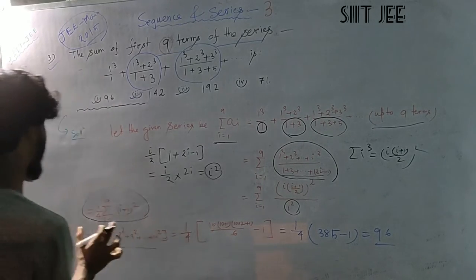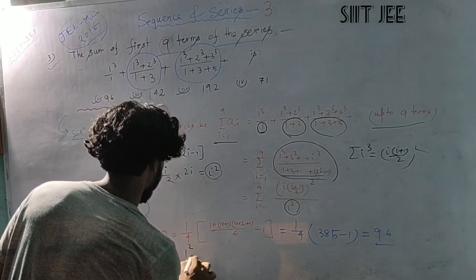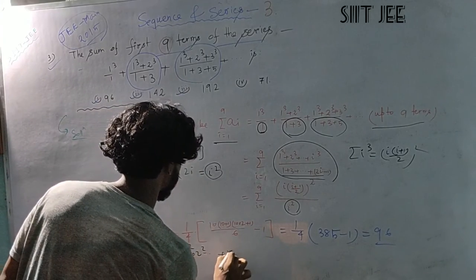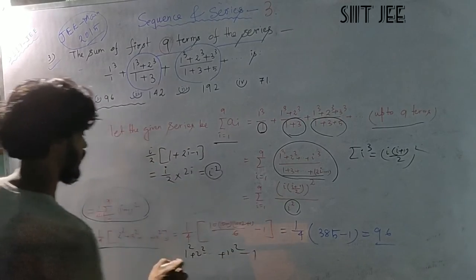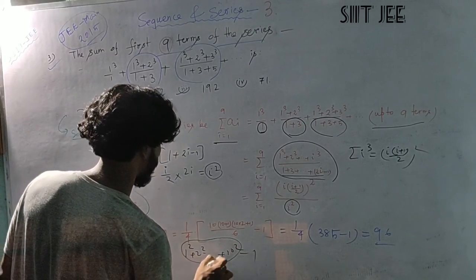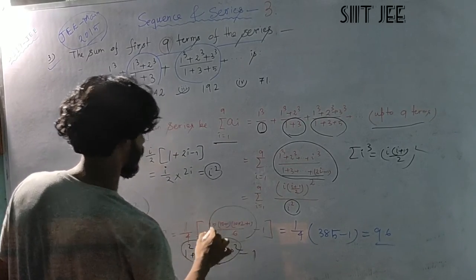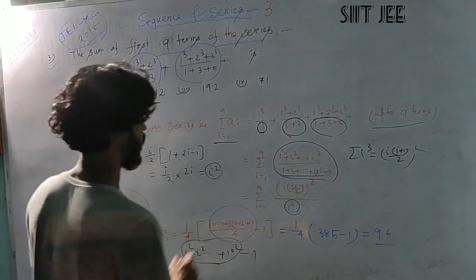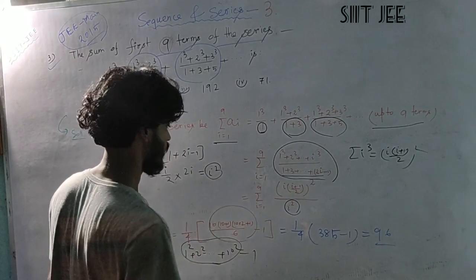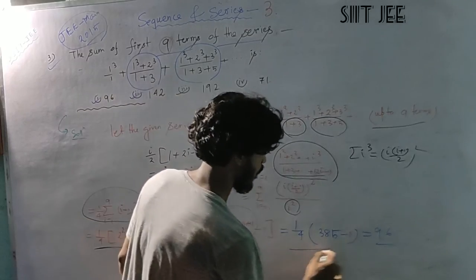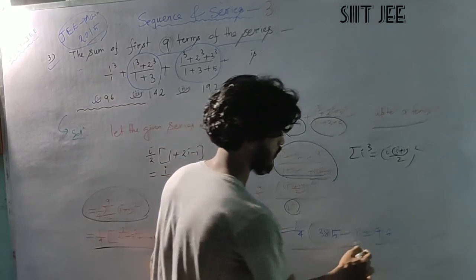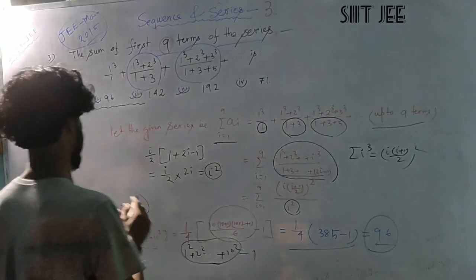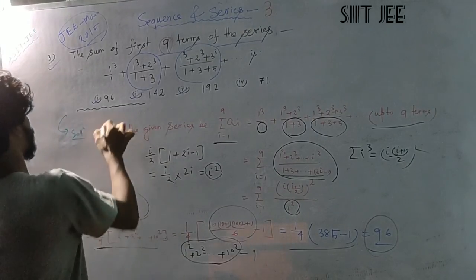which can be written in compact form as 1 square plus 2 square plus up to 10 square minus 1, and the sum of this part is written here as 10 into 10 plus 1 into 2 times 10 plus 1 divided by 6. Solving this, we have 1/4 into 385 minus 1, which is nothing but 96. So we have the answer as option 96.